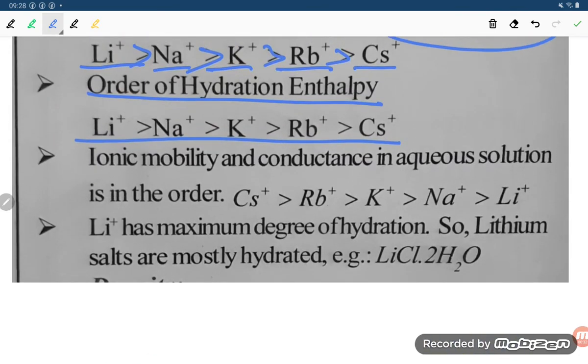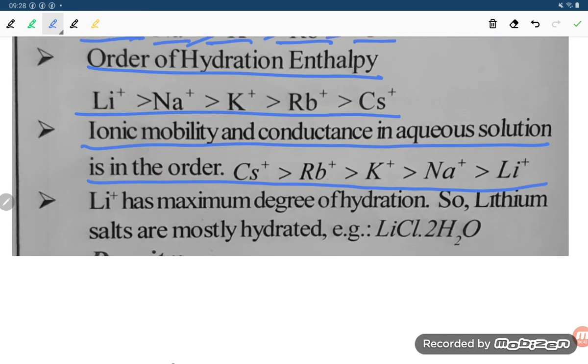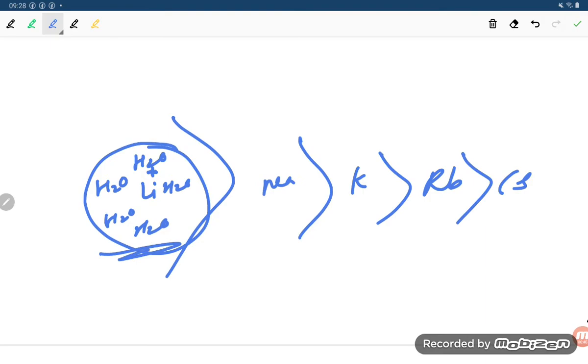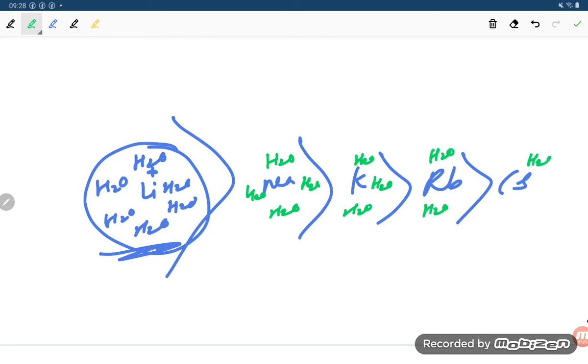So you have to keep in mind the order of hydration. Smaller the size, higher the hydration enthalpy. So ionic mobility and conductance in aqueous solution is cesium, rubidium, potassium, sodium. Because ionic mobility, you see, student, lithium has a very large size in aqueous solution. It will combine with so many water molecules. But here there are very few water molecules, 4. And here only three water molecules, and here two water molecules. Here is one water molecule. So this is very big size, student, because the water molecules are six. Okay, so six water molecules.